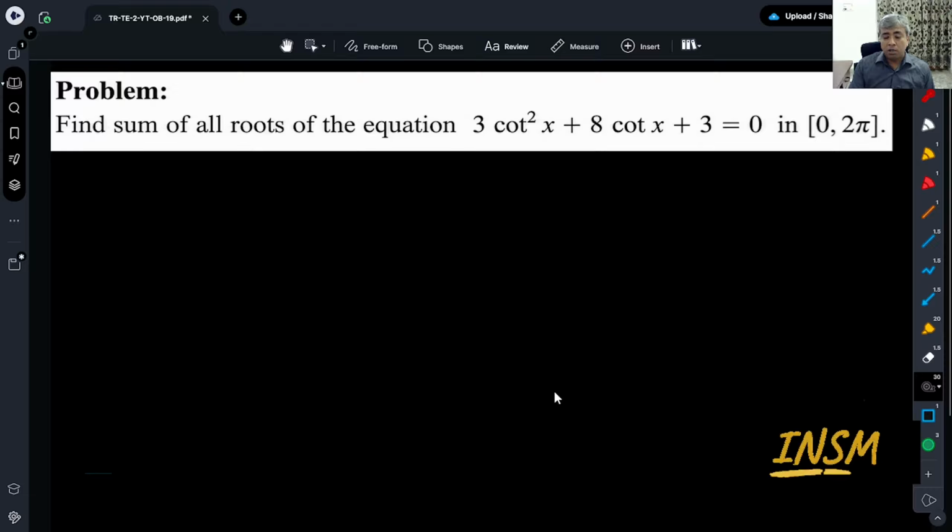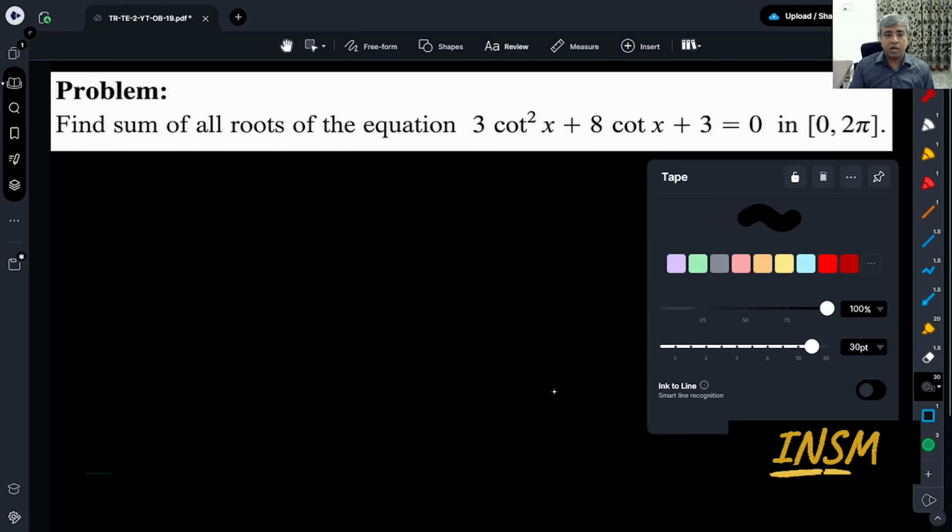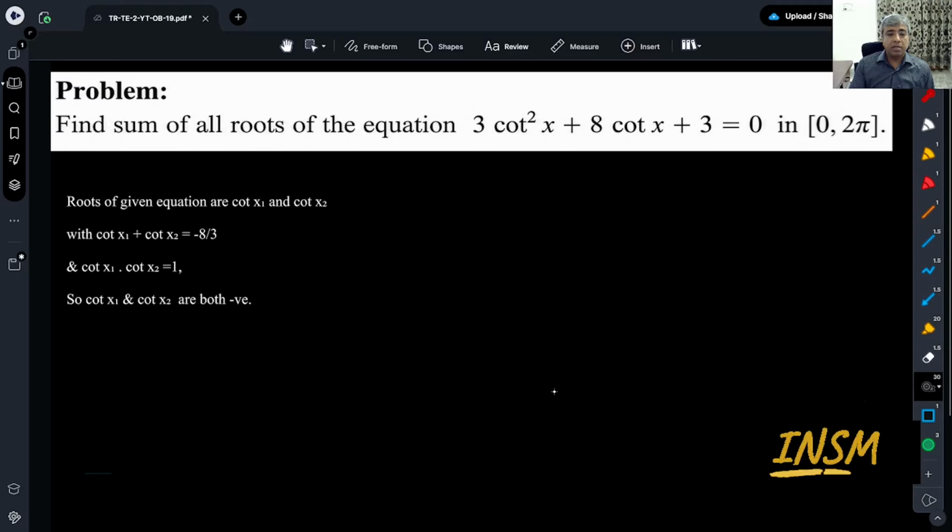So from the information that is given to us, what is clearly visible is that it is a quadratic where sum of roots is negative. It will be minus 8 by 3. So cot x1 plus cot x2 will be minus 8 by 3. Roots of this quadratic will be cot x1 and cot x2, and the multiplication cot x1 multiplied by cot x2 will be 1 because C by A is 1.